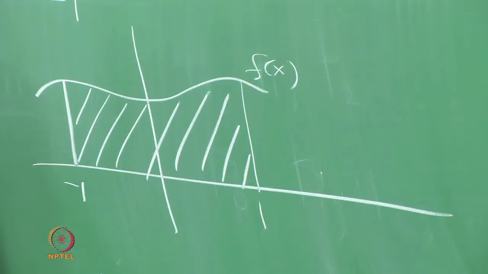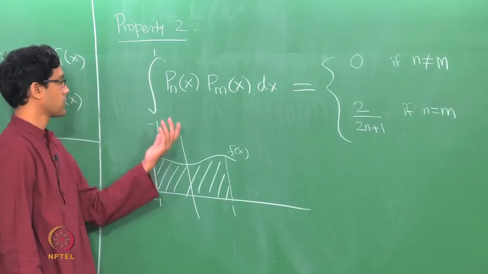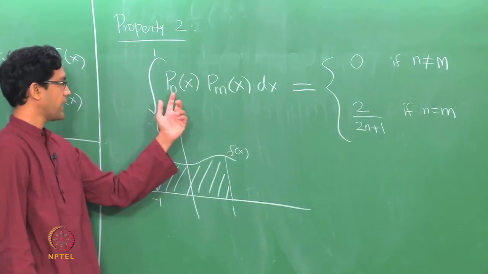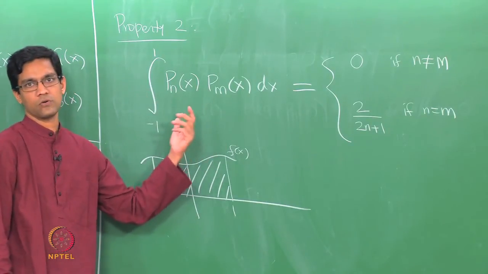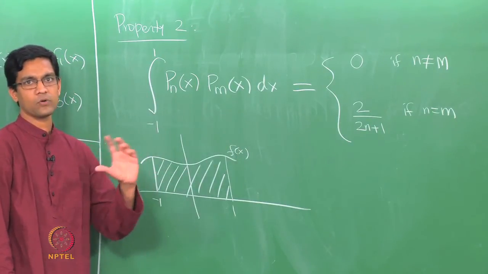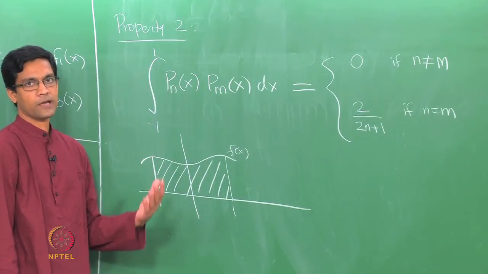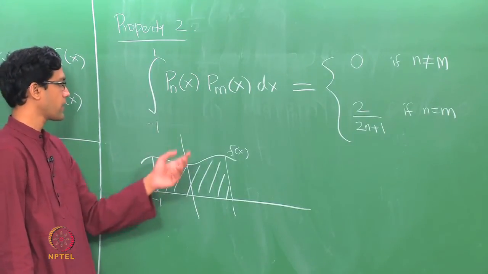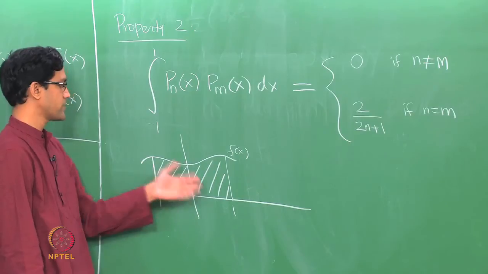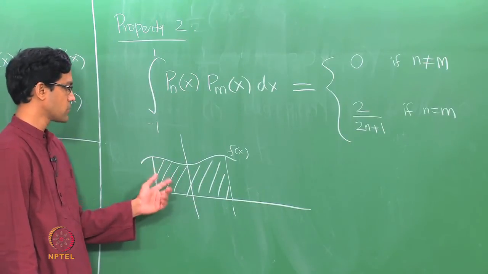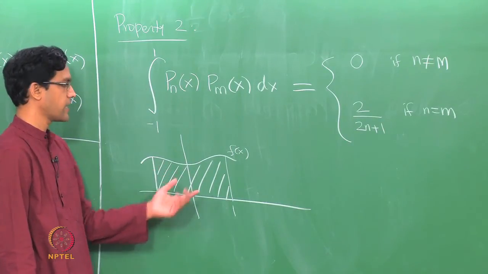So the integral is nothing but the area under the curve, and what this property of the Legendre polynomial says is, if you take two different Legendre polynomials, n is not the same as m, you take two different ones and you try and compute, you take their product and compute the area, it is always 0. Okay. By 0 is meant, so how can the area be 0?